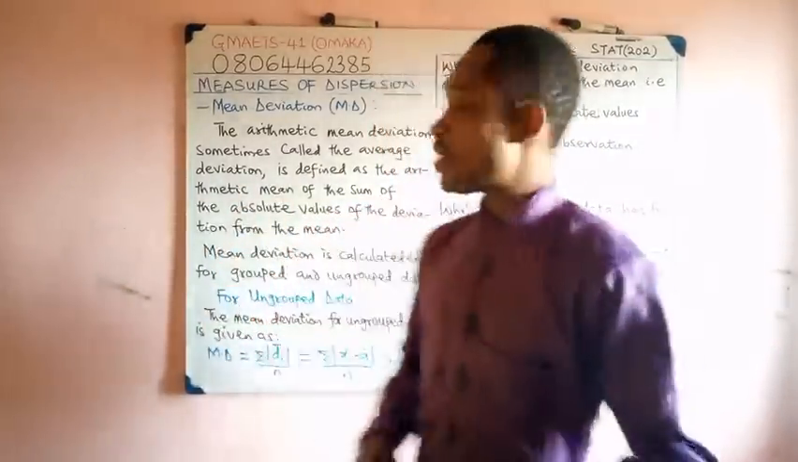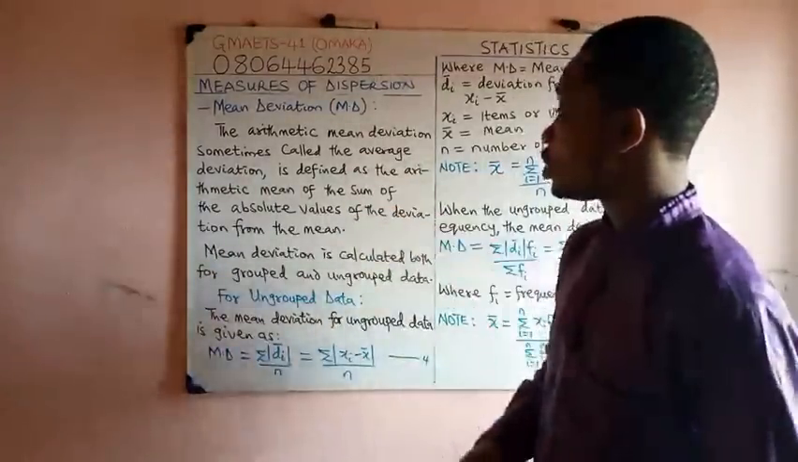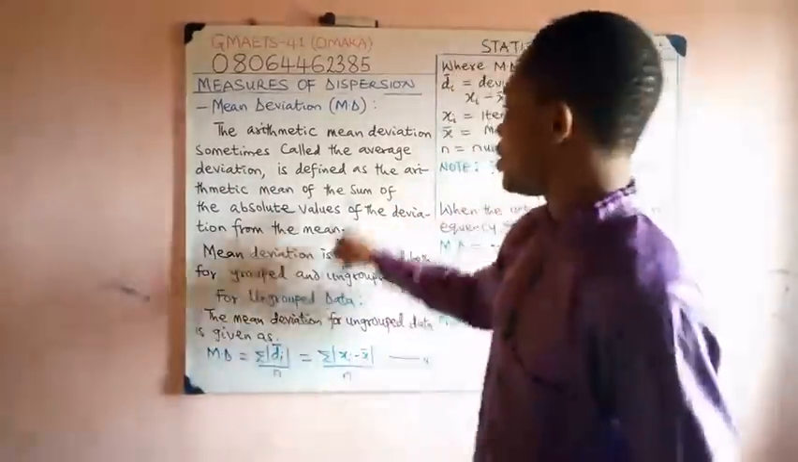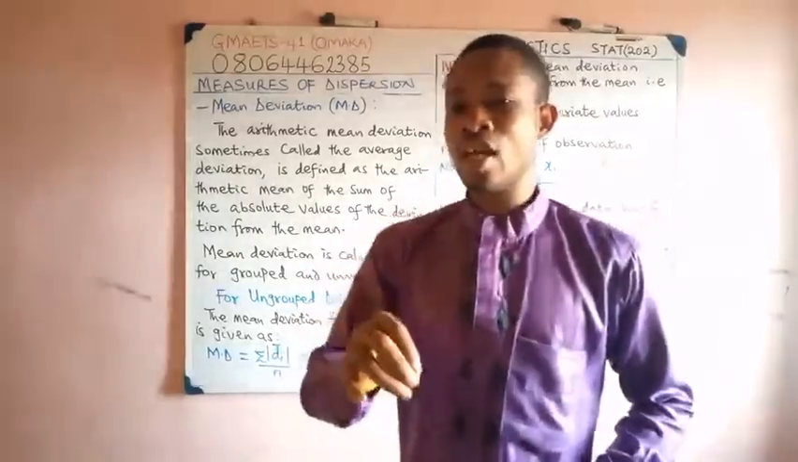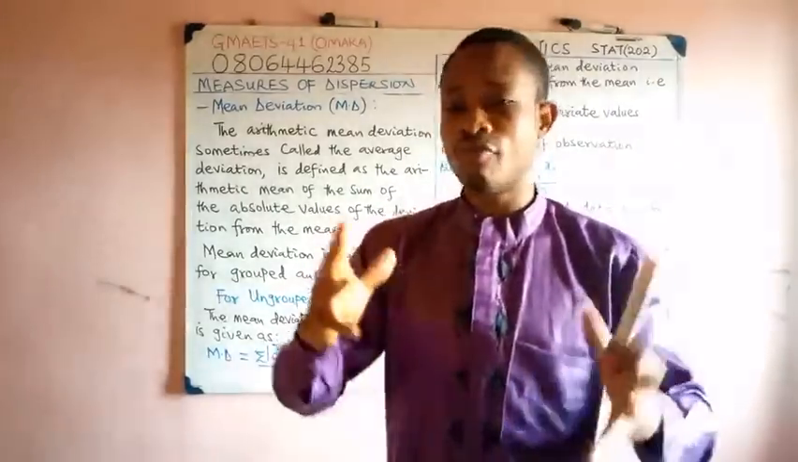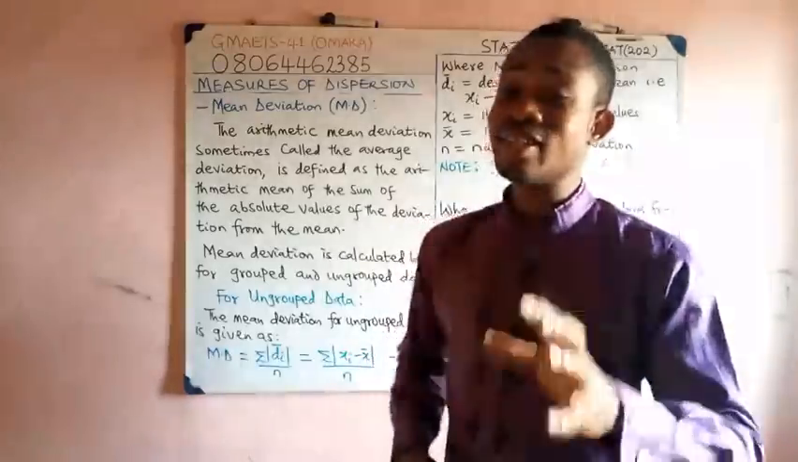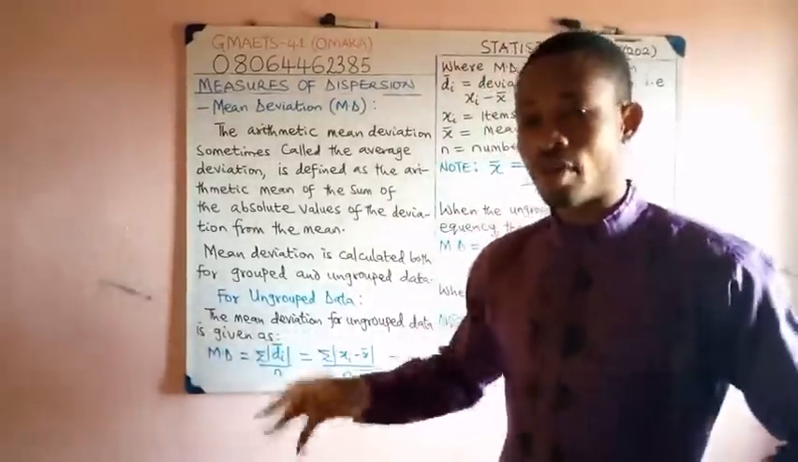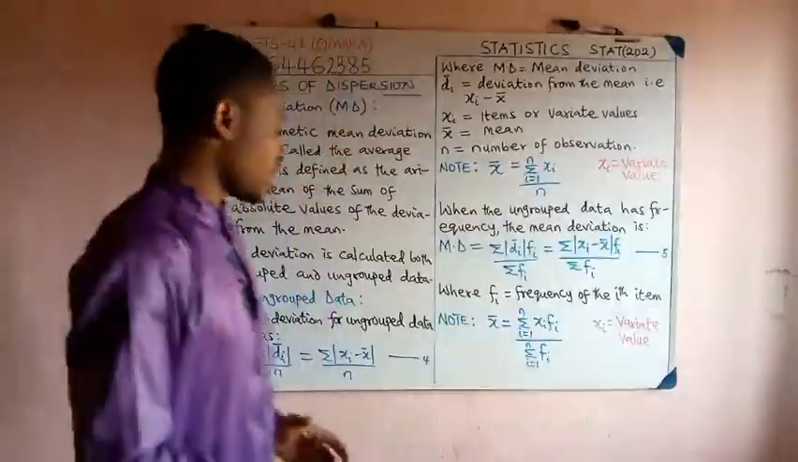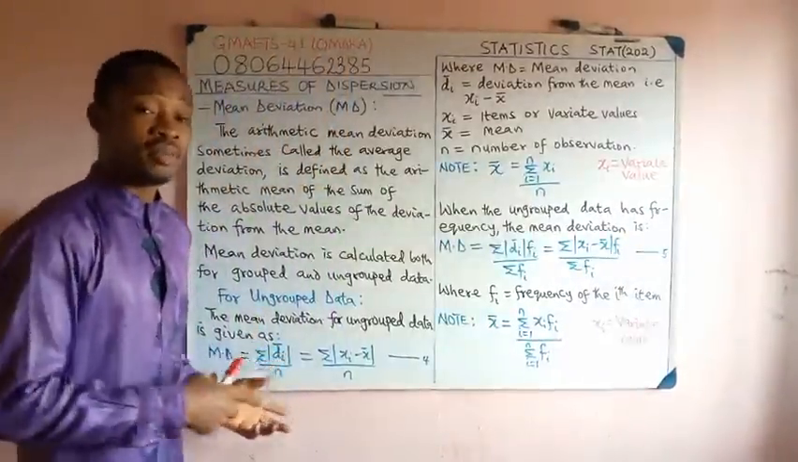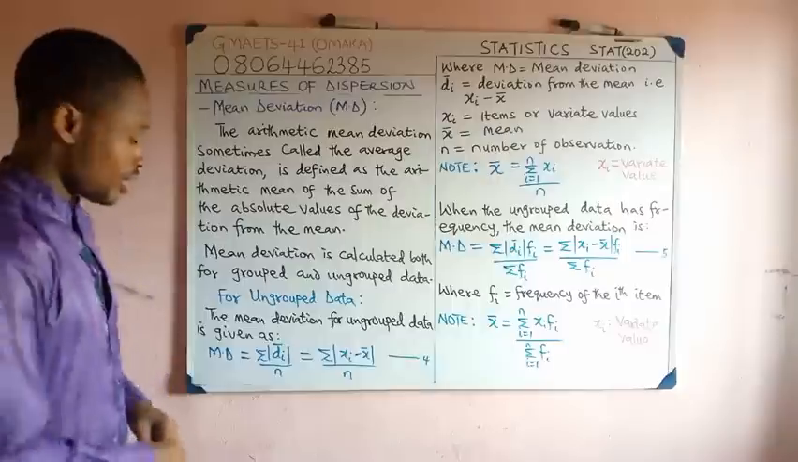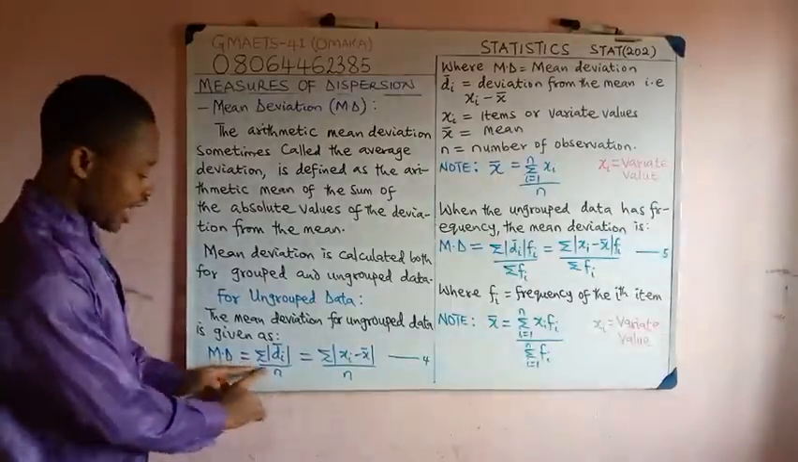Now I want to start by first looking at the definition of the mean deviation, which is also called the average deviation. It is defined as the arithmetic mean of the sum of the absolute values of the deviation from the mean. Practically, this definition makes more sense if you look at the formula of mean deviation. So quickly, let us look at the formula and see how we define mean deviation from it. Mean deviation is defined as the arithmetic mean.